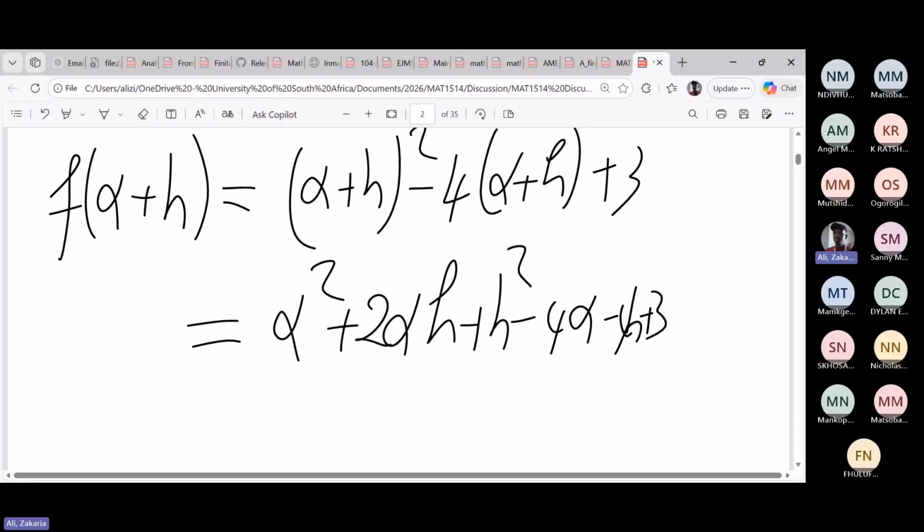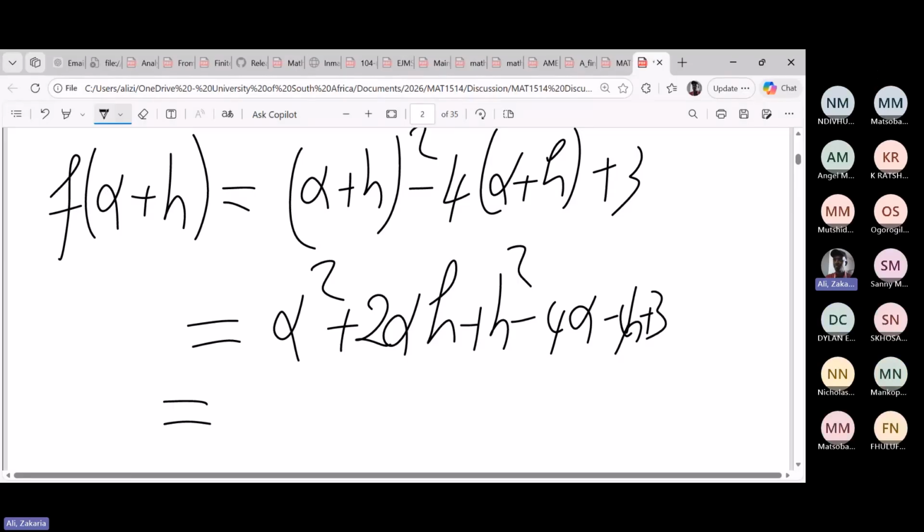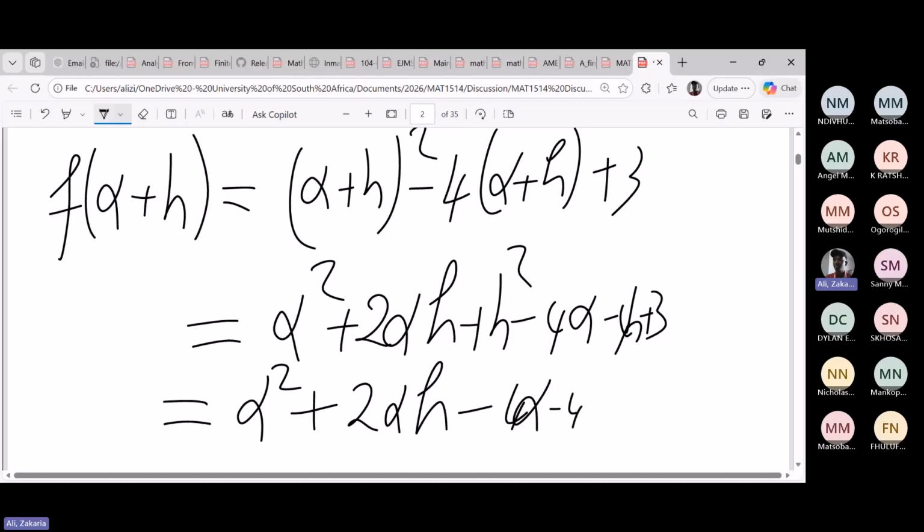So this is basically a way of saying that when you have a function f of x, you can put anything inside as the input as long as the input is inside your domain. I haven't spoken to you about the domain yet, but as long as whatever you put inside is within the domain, then you should be fine. Then minus 4 alpha plus 4 minus 4h plus 3 plus h squared. So that is the function that we are evaluating at f of alpha plus h.